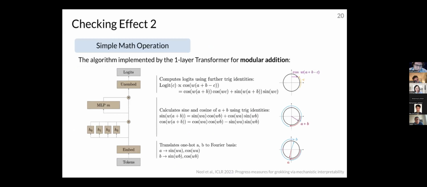In the math operations, we see in the ICLR 2023 paper that they're able to decompose modular addition in a one-layer transformer and map the relation of A plus B mod a certain number into actually within some of the neurons, it transforms A and B to a Fourier basis and performs the thing that's identical to this modular addition.